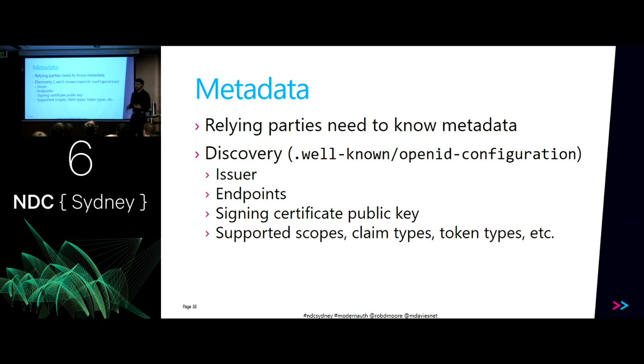So that's things like all of the different API endpoints that you can hit for different information, the public key of your signing certificate, the different token types and claim types and scopes that you support, etc. So this lets us do some really cool things that we previously haven't really been able to do easily. We could, for example, change the signing certificate that we use for our server.